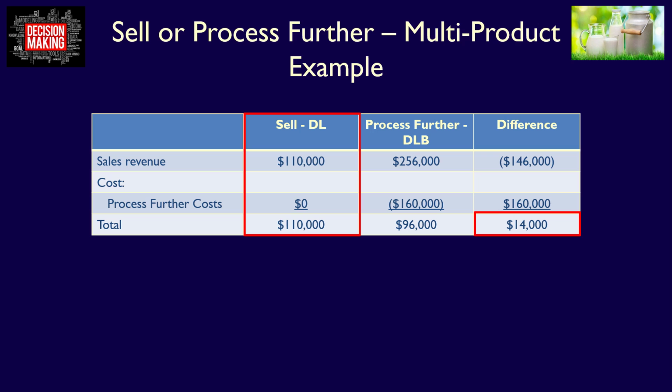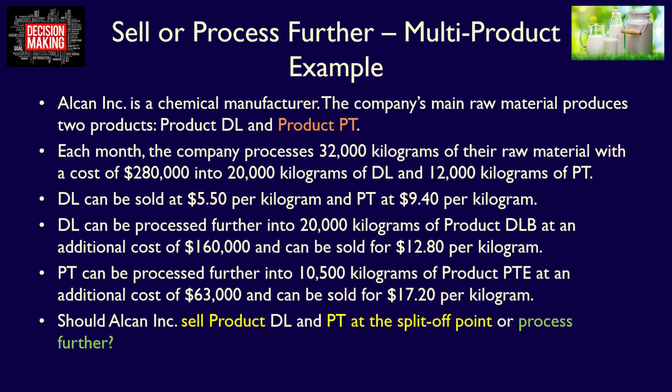But by using total revenues and costs, we really do have a better idea of the magnitude of the loss if the company decided they wanted to process further. We can now go back to the question and do the same analysis for product PT. Should the company sell at the split-off point or process further into product PTE? We'll fast-track this analysis since we already know how to do that.